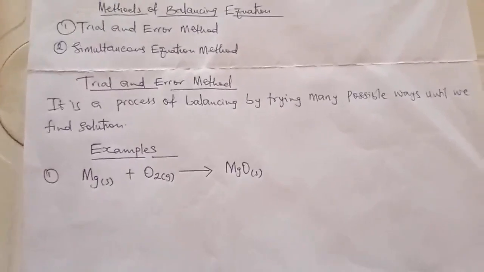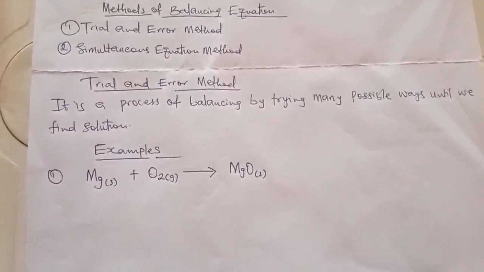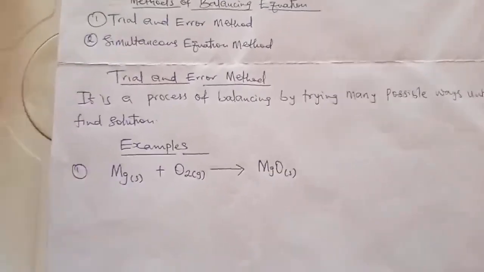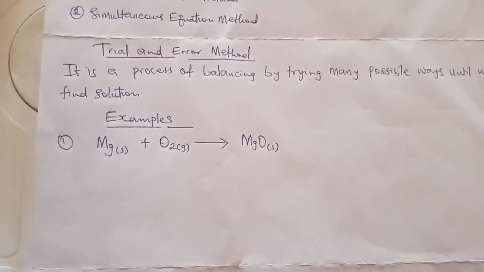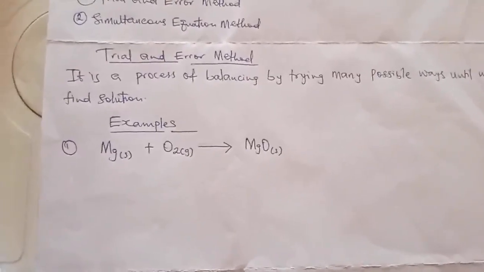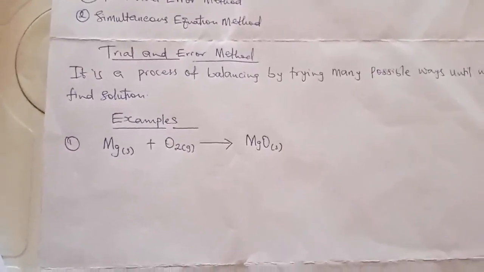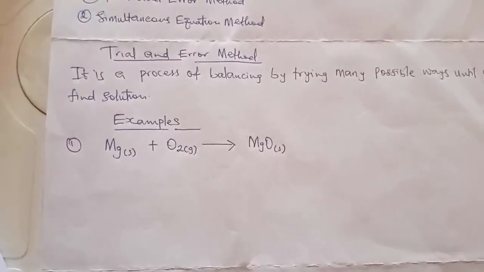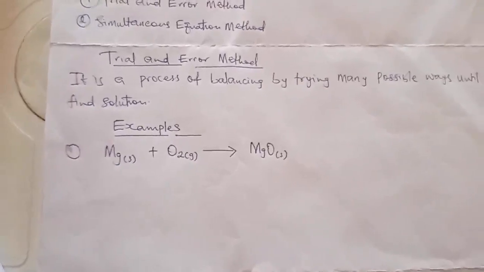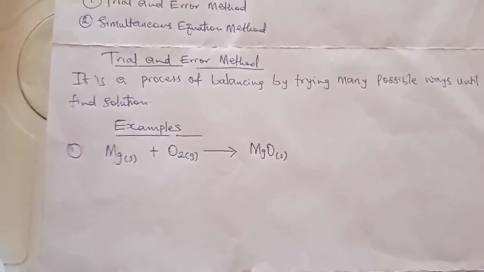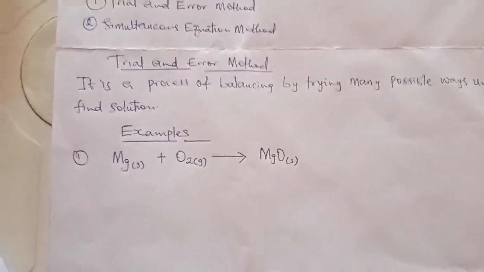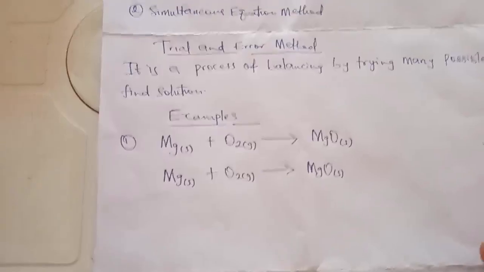The first one we want to consider is the reaction of magnesium with oxygen gas to give us magnesium oxide. Looking at this reaction, we can see that it's not balanced. We have one atom of magnesium at the reactant side, and we have one magnesium atom on the product side. That one is balanced, but considering the oxygen, it has two atoms at the reactant side, where we have one at the product side. So we have to look for a way of balancing it by trial and error method.